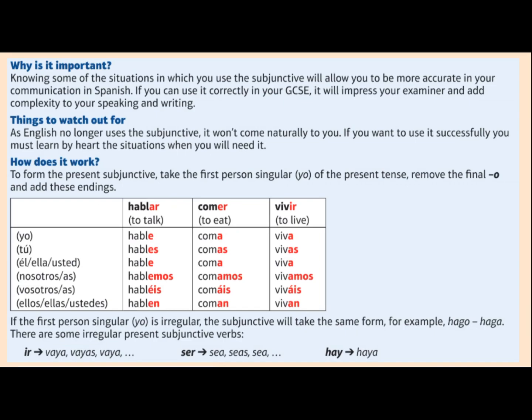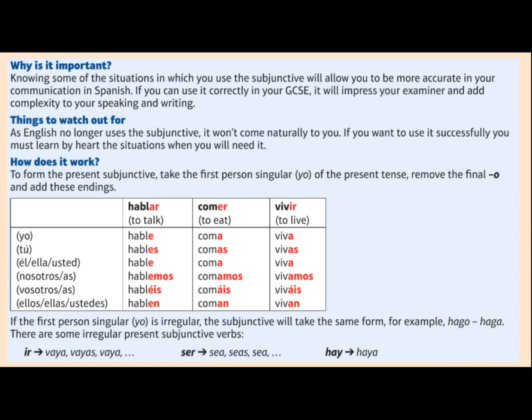At the bottom, there are some irregulars. So ir, to go. If we take the verb I go, we know it's voy. Ir is obviously an IR verb. It doesn't become voya, it's actually vaya. So vaya, vayas, vaya, vayamos, vayáis, vayan. Ser is a regular. We don't say soy, we don't say soya, it's sea. So sea, sea, sea, and we just continue down. Seamos, sea, sean.